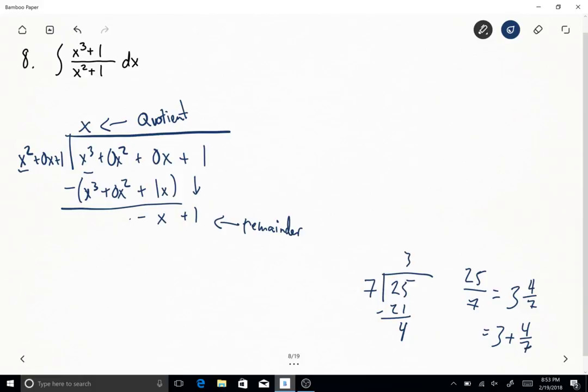So this integral, in a similar manner, we could write this as x, because that's our quotient, plus, oh, and by the way, I need an integral there, negative x plus 1 over x squared plus 1. And then we have a dx.